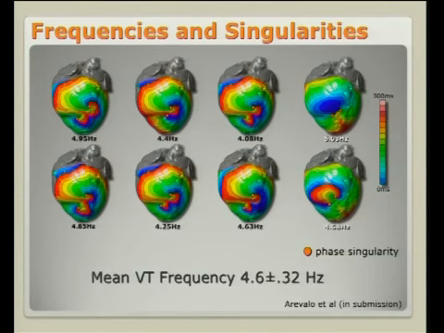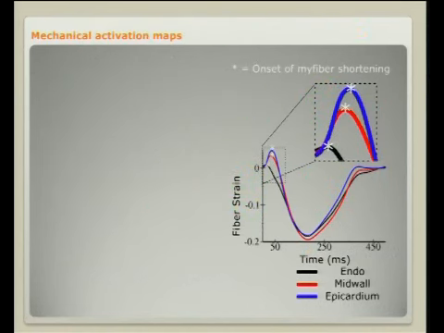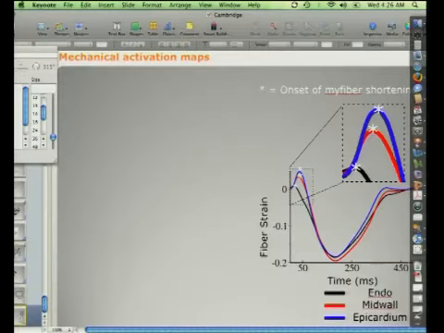So if you calculate, let me go back for a second. If you calculate all the phase singularities that are associated with these VTs that are plotted here, you can see, first of all, that of the 8 VT morphologies, 6 of them were very similar. You can see the chirality is the same, the frequency is nearly the same, and then we had 2 morphologies that were different, and the chirality was different. So these are the phase singularities.